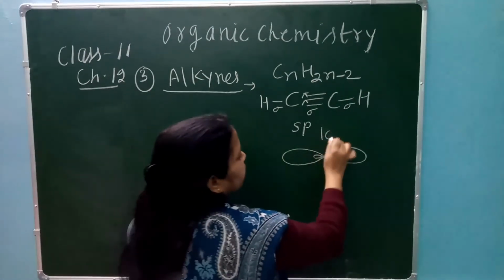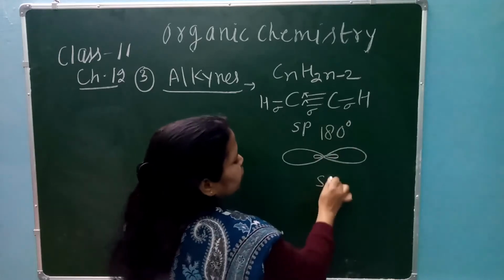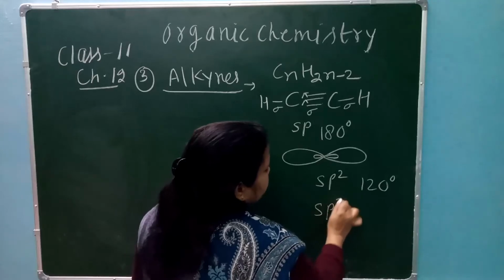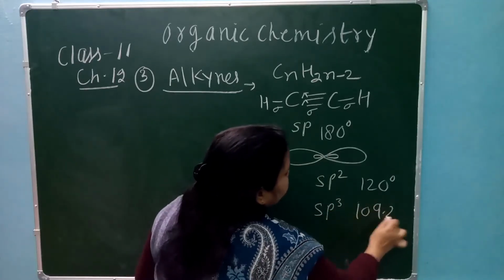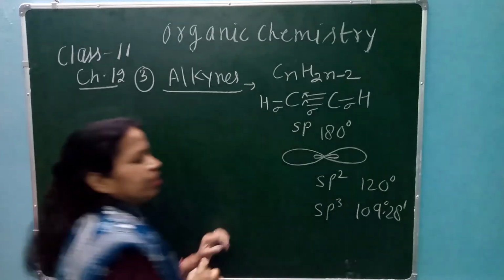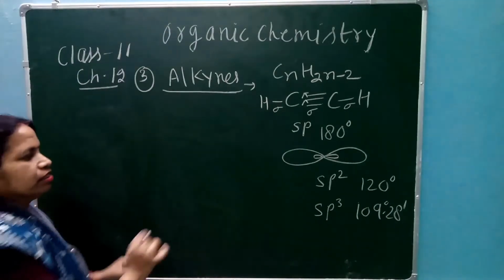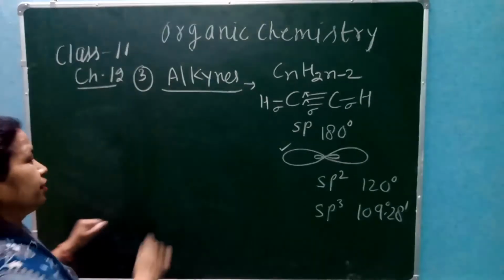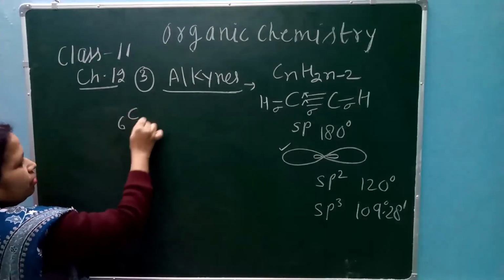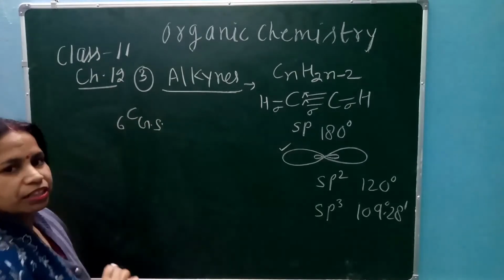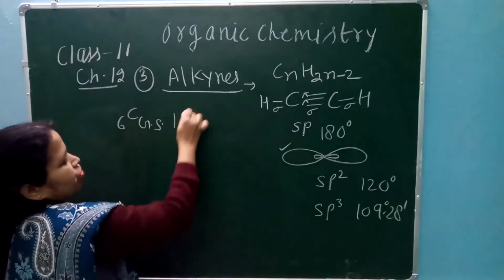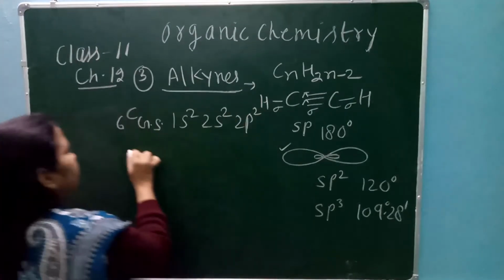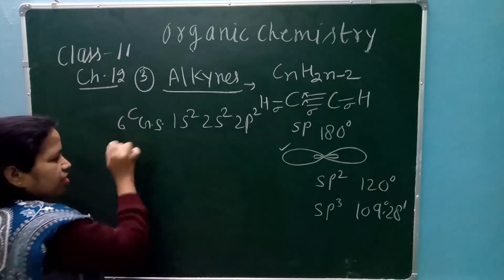Linear, 180 degree. In sp2, 120 degree. In sp3, 109.28 minutes. These are the angles. So you have to draw like this, 180 degree. So for carbon, again write down the ground state. The process is similar. We already learned 1s2, 2s2, 2p2. What is the excited state?